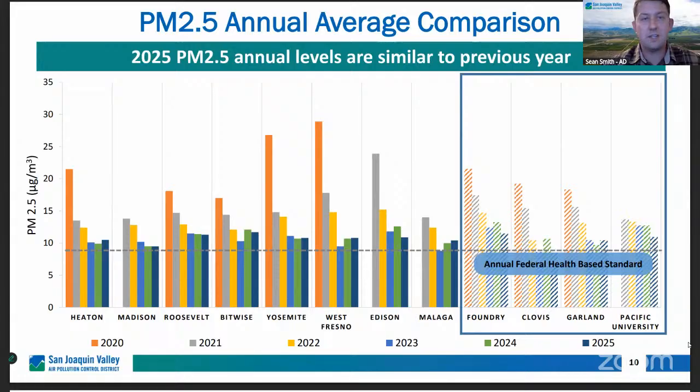And what we can see is 2025 reflects that of previous years, and the general trend for the valley is that the air quality is improving and getting closer to the annual federal health-based standard, which is depicted in the gray dashed line that goes horizontally across the graph.